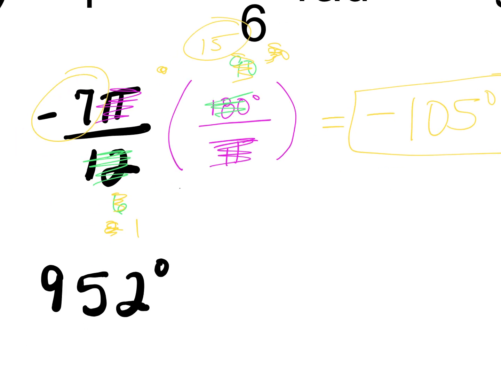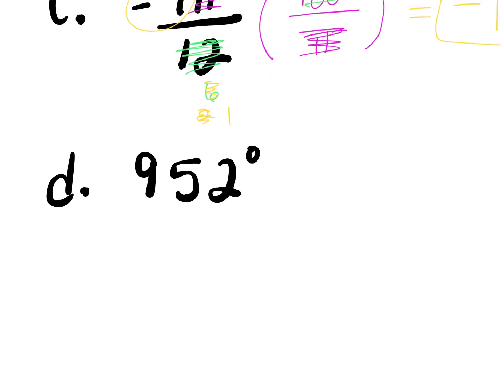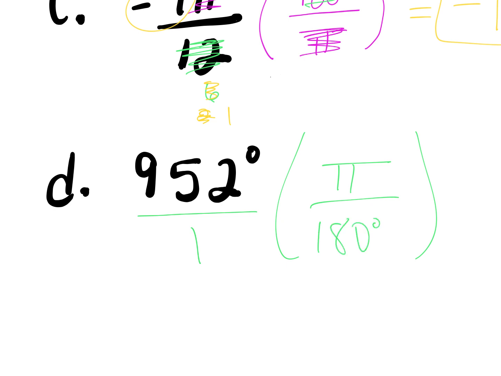Now I look at 952 degrees. What do I notice about that number? It's above 360. It's way above 360. And that's fine. That just means you went around the circle a couple times. But this is 952 over 1. So what is my conversion? What's going to go where? Pi over 180. Absolutely, because we want the degrees to cancel out.